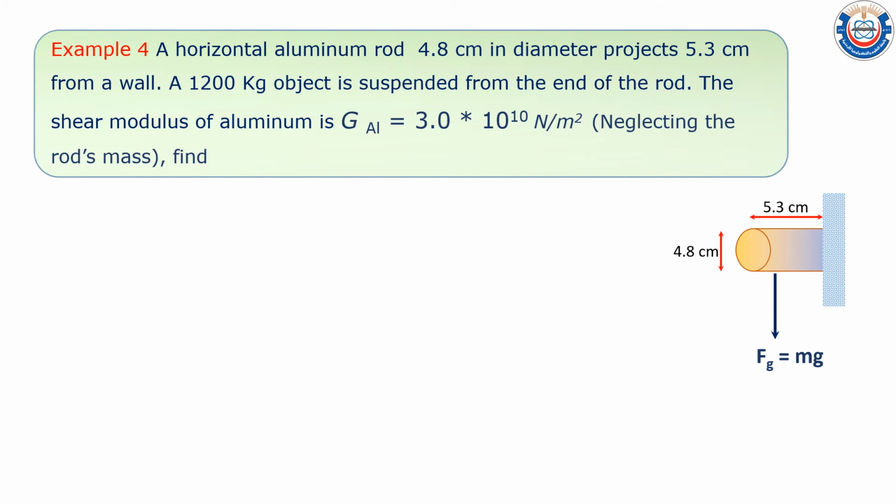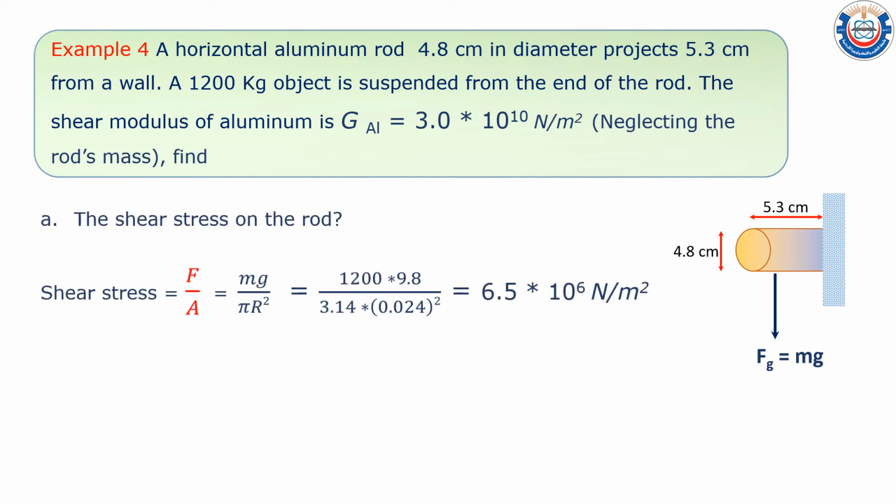The diameter of the aluminum rod is equal to 4.8 centimeters, and the only force exerted on this aluminum rod is the force of gravity, which is equal to m times g. Find the shear stress on the rod.